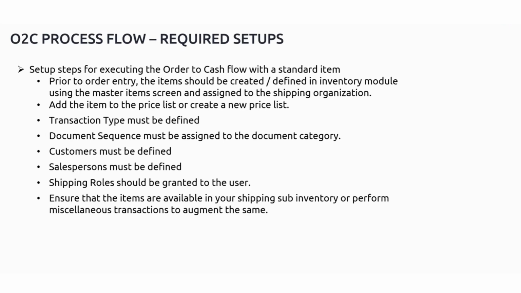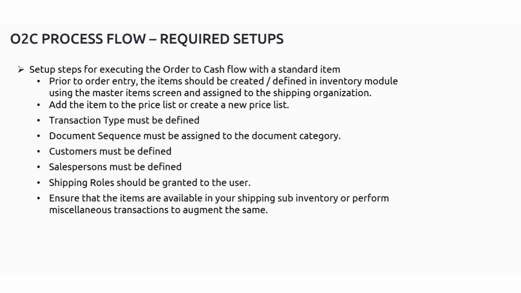Then if you are supposed to do the shipping, the shipping role should be granted to the user. So there is a screen in the shipping tab called shipping roles, and you need to grant that particular role to the appropriate user, so that user can do the shipping of that particular order. Okay. And then items should be available in your shipping sub inventory, or else if it is not available, then you can do the miscellaneous transaction to make it available in your sub inventory. So you can go to inventory management and do some miscellaneous transaction to have that particular item available. So basically what you are doing is creating a miscellaneous transaction to ensure that, okay, I have shipped this particular item to this warehouse, now you are able to ship it from this warehouse to the customer.